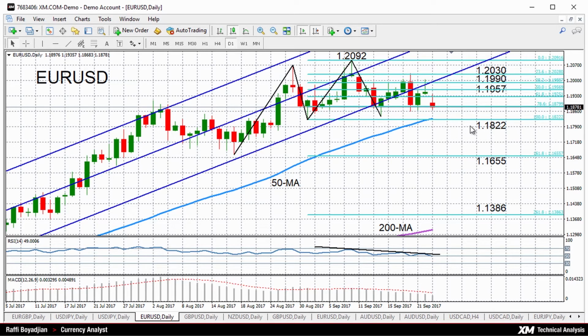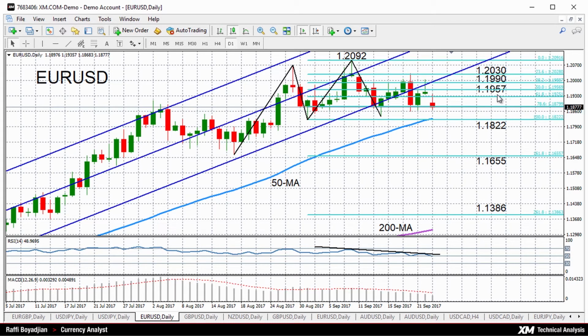so it's not too far from that key support level of 1.1822. Another significance of that level is the fact that it's where the 50-day moving average is currently converging. A break below that level would open the way towards two other key support levels of 1.1655 and then 1.1386.